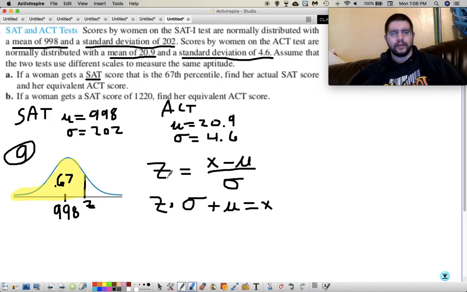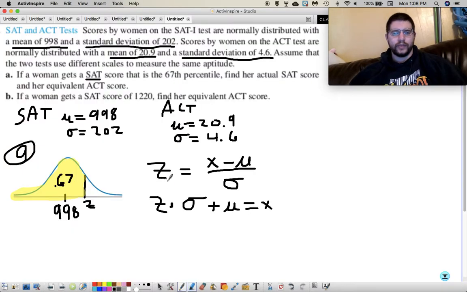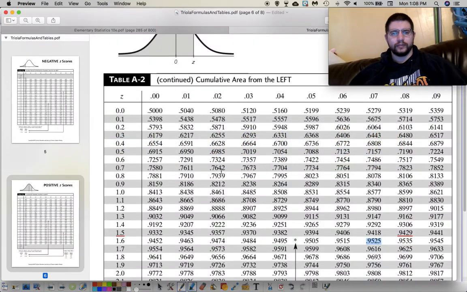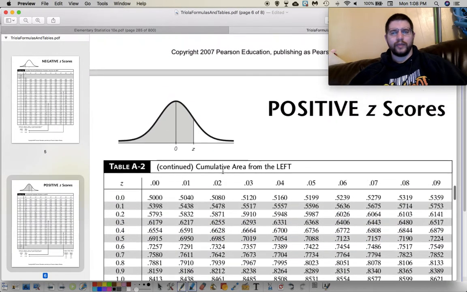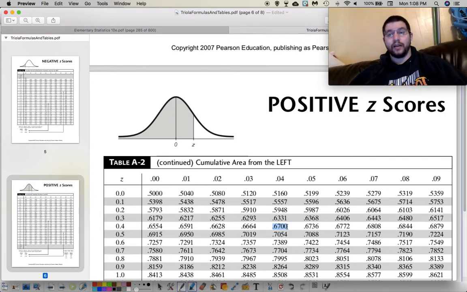So the Z here is going to come from the chart, or inverse norm. So we're going to look up the chart, 0.67, see what it tells us. Now again, we need to be in the positive because it's above 50%. Oh, there we go. 0.6700, can't get much closer than that. If you don't have the exact number, which a lot of times you won't, just go with whichever one is closest to the number you're looking for, or use a calculator. So the Z-score here is 0.44.